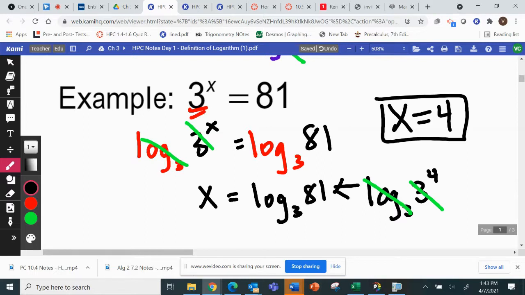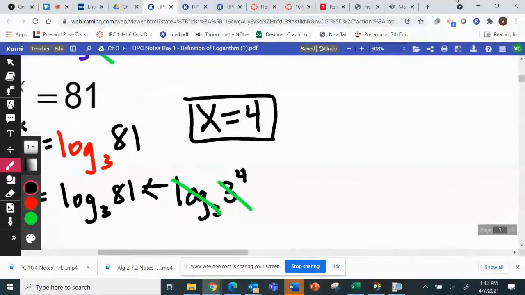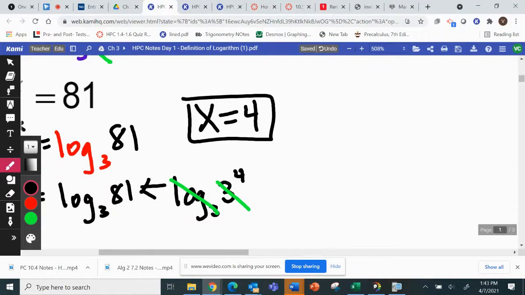Now, this will be more helpful when we have questions that you can't do in your head, like 5 to the x equals 7. When you have 5 to the x equals 7, that one I can't do in my head.